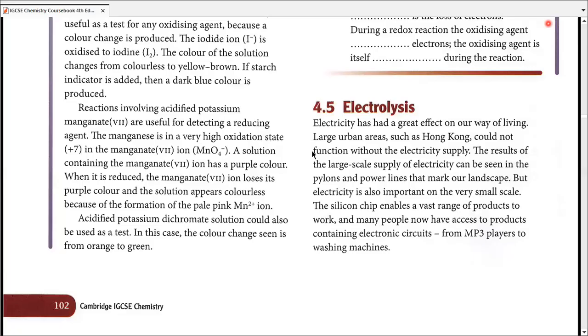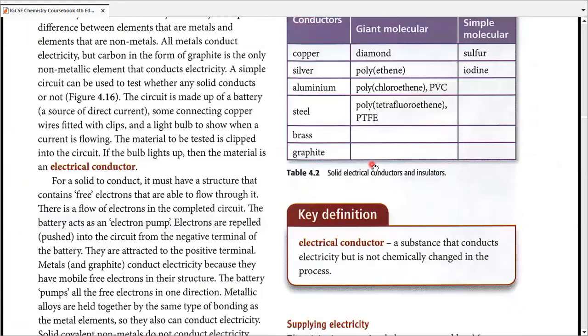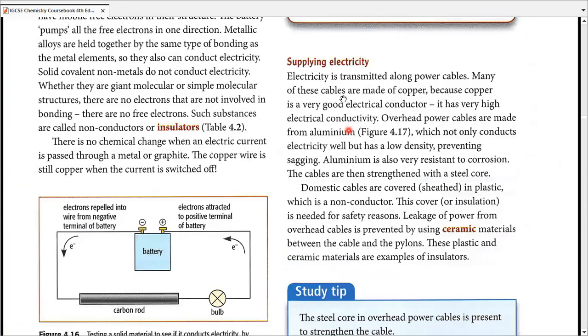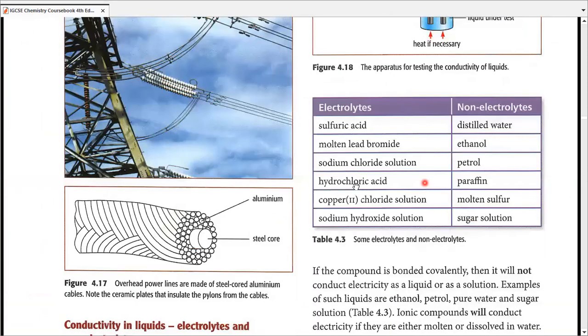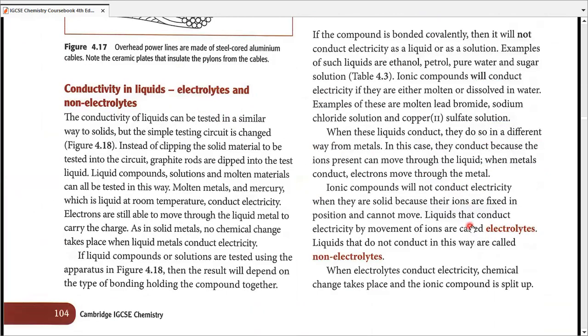So we started off with the basis of electrolysis: what are conductors, what are insulators. We have examples over here. How do we commonly supply electricity all around the world? What kind of materials or metals do we use? What if there are some liquids that can conduct electricity? We have separate names for them, electrolytes and non-electrolytes.